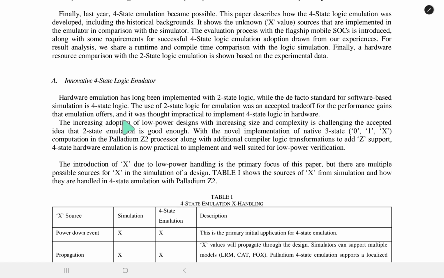The increasing adoption of low-power design with increasing size and complexity is challenging the accepted idea that two-state emulation is good enough. With a novel implementation of native three-state 0-1-X computation in a parallel Palladium Z2 processor, along with additional compiler logic transformations to add Z support, four-state hardware emulation is now practical to implement and well suited for low-power verification.